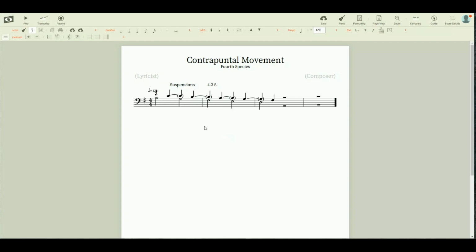So the difference between a suspension and an anticipation is that the anticipation happens on the weak part of the beat, and the suspension happens on the strong part of the beat and resolves downward by step. So that's a suspension and anticipations. Those are the two new types of dissonant intervals.